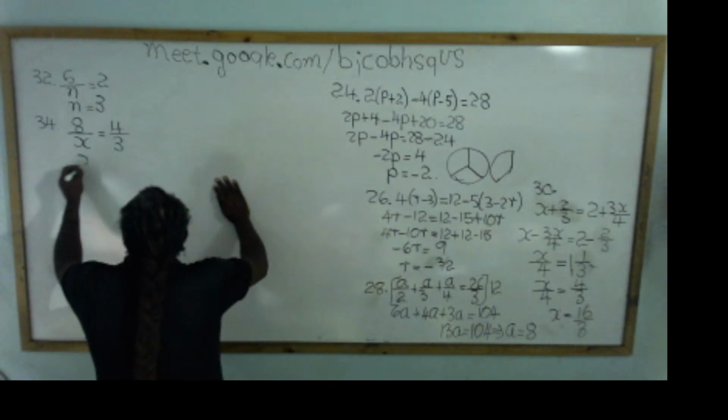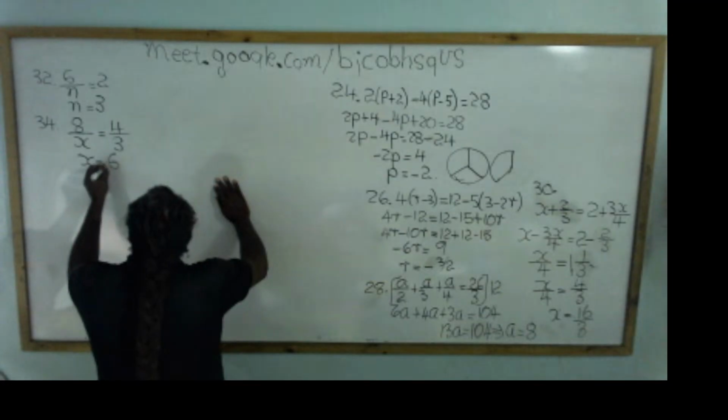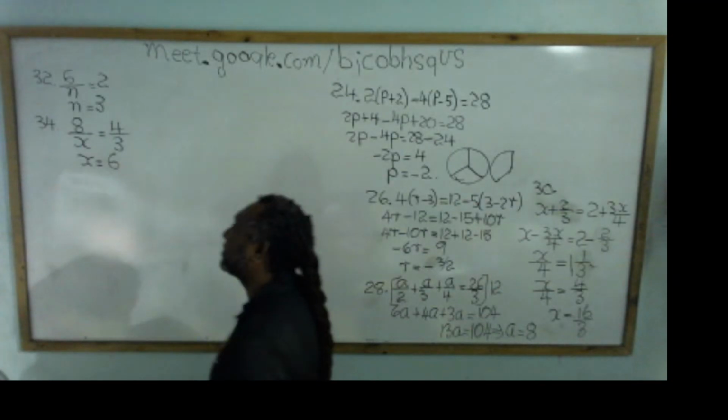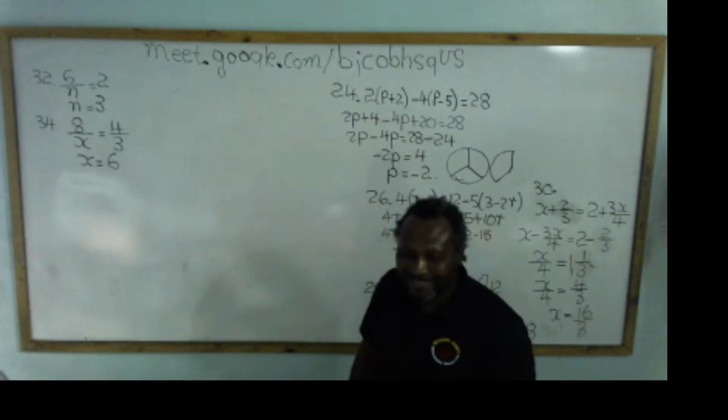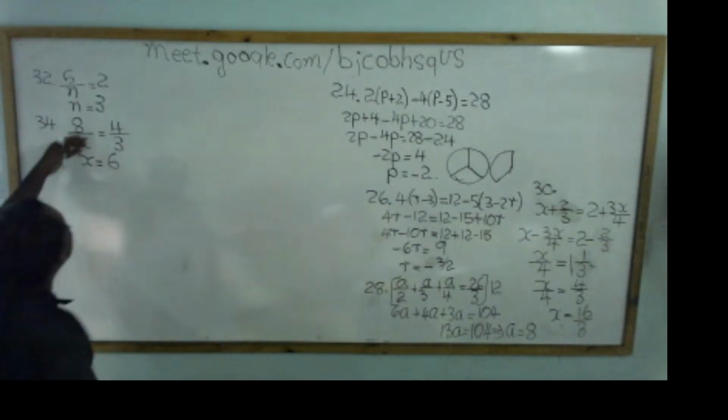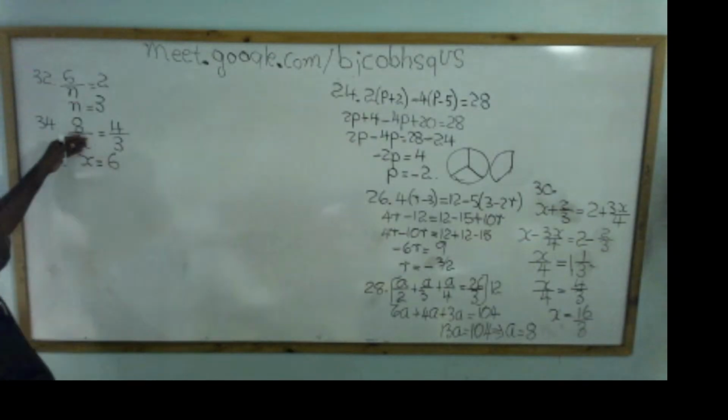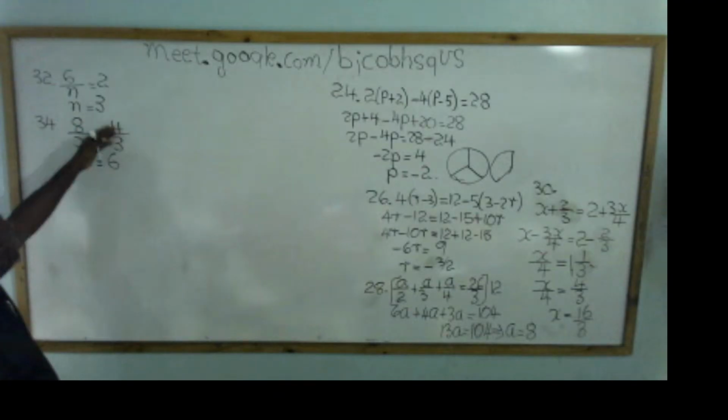Don't show the whole world that you can transpose, students. Show the whole world that you're smart. If you put a 6 here, 2 into 8 is 4, and 2 into 6 is 3. 4 over 3. 6 is the number.